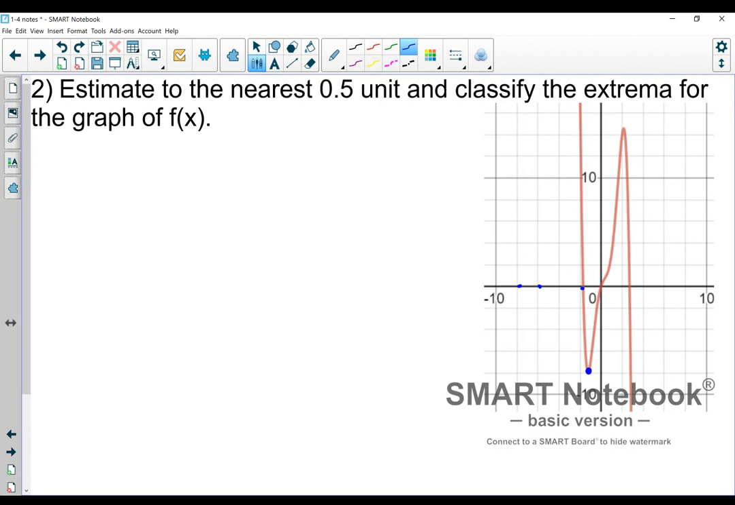So when x is -1.5 and my y is 2, 4, 6, 8, that is going to be a minimum.